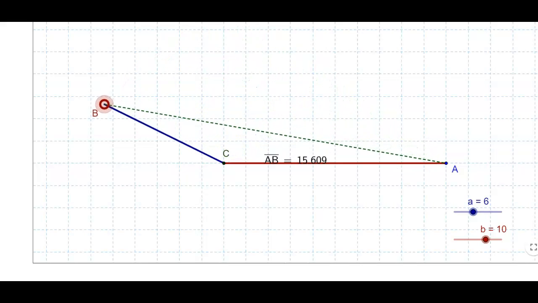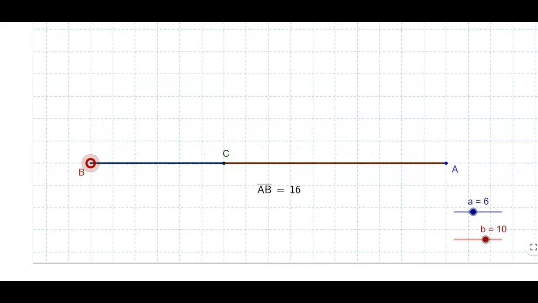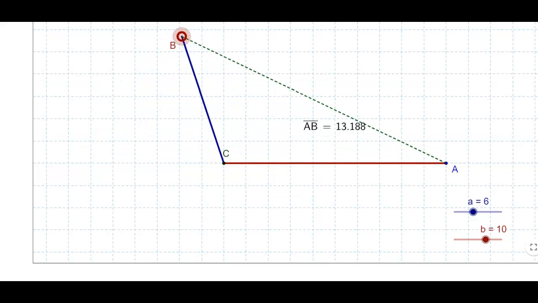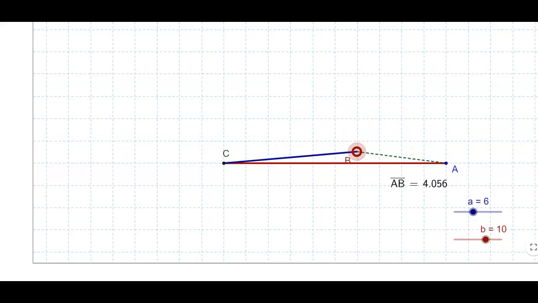The longest it could be, if I keep going, eventually I'm going to get a straight line, and how long is that going to be then? 16. The shortest, if I go the other way, eventually they'll lie on top of each other, and that distance is 4.